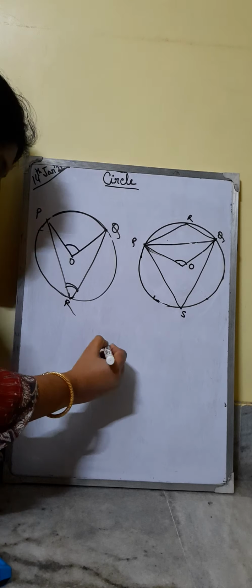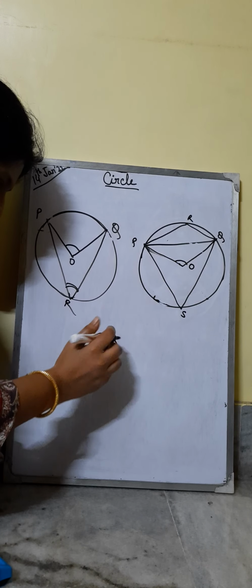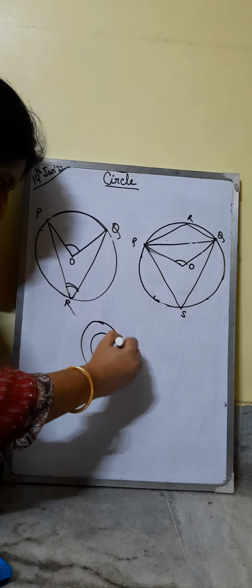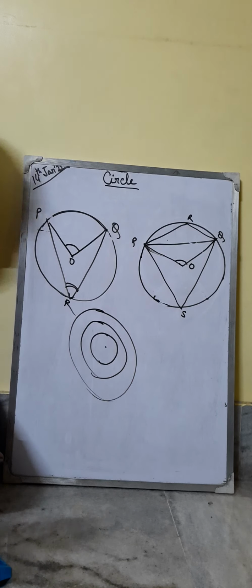What is a concentric circle? If two or more circles are drawn with the same center but different radii, same center but different radii, these all are known as concentric circles. Okay.